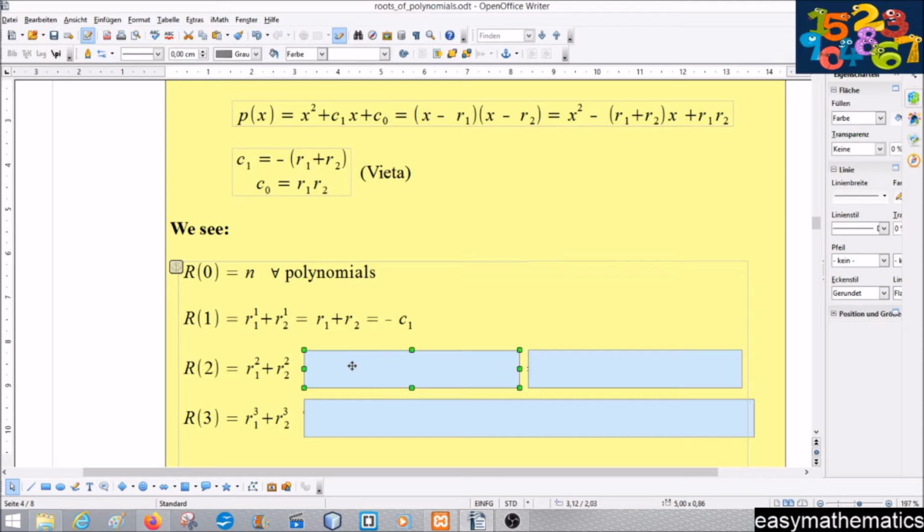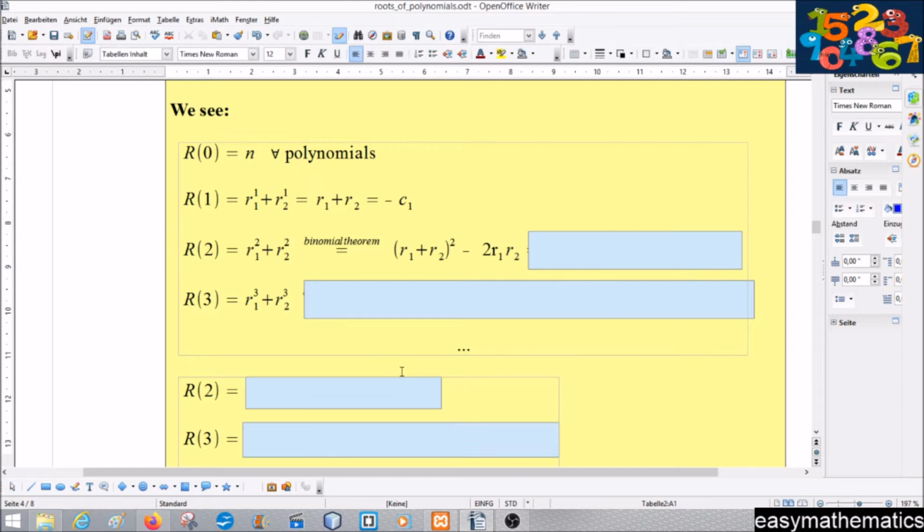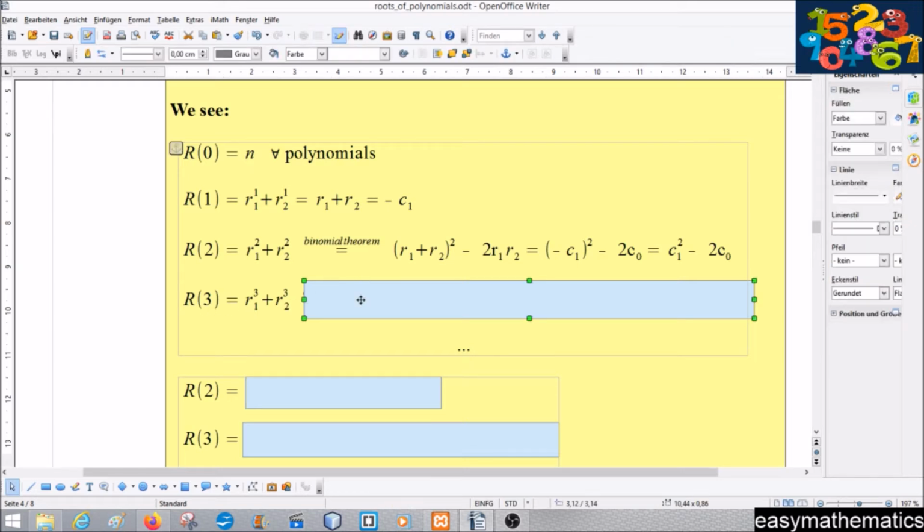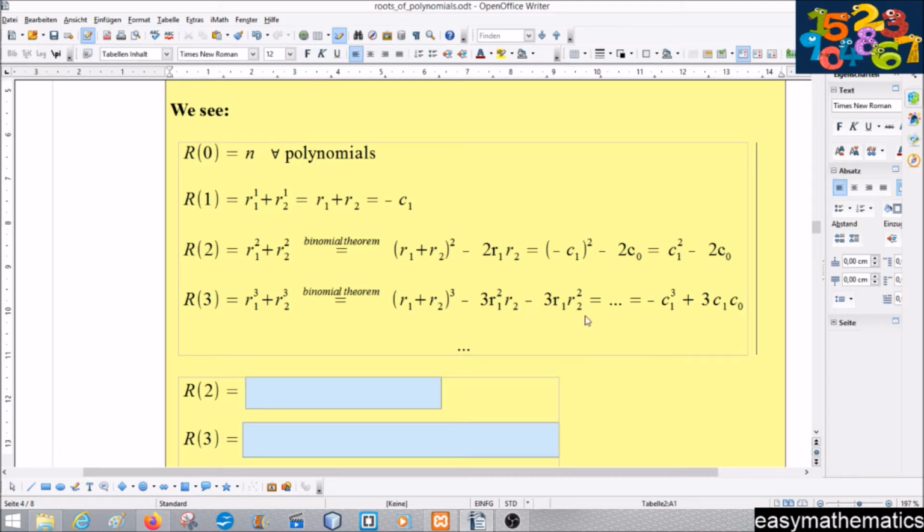For the quadratic sum, we use the binomial theorem, and we can write this as r1 plus r2 quantity squared minus 2 r1 r2, or another way of writing this is c1 squared minus 2c0. I leave that for you. And if you play the same game for the cubic case, after some manipulation, we find minus c1 cubed plus 3 times c1 c0. Okay.